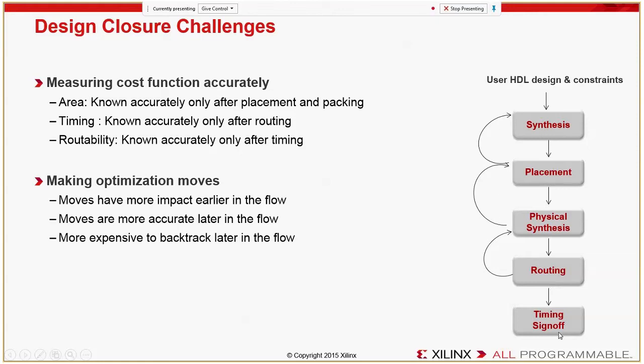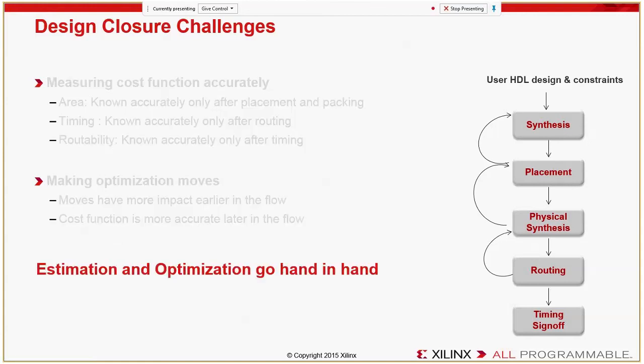So through this flow, one makes a large number of optimization moves. Another challenge is that moves which are made at earlier steps in the flow obviously have a greater impact because they determine the trajectory of the optimization in subsequent steps. However, moves made early in the flow are less accurate because the cost function is less accurate. So moves are actually more accurate later in the flow, but relatively expensive to backtrack if we get to a bad solution. So this means that during the process of implementing an HDL design on an FPGA, estimation and optimization must go hand in hand.